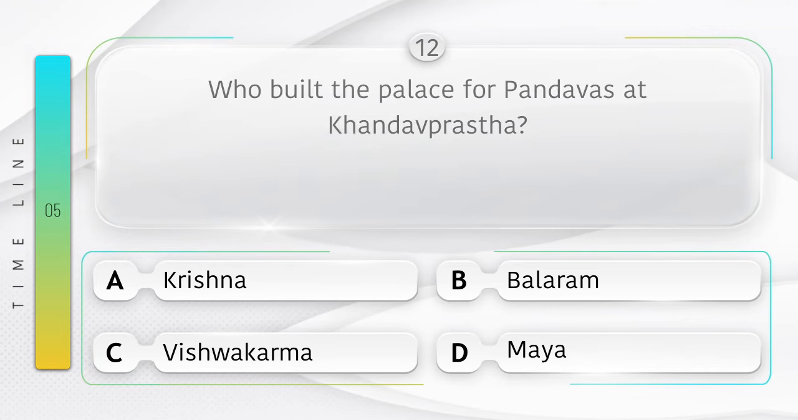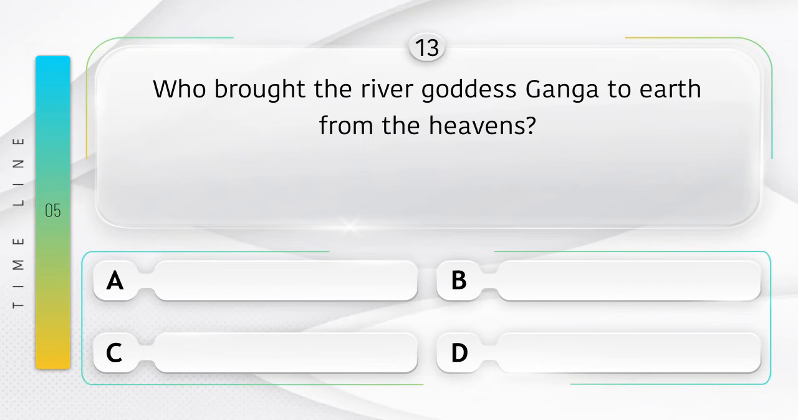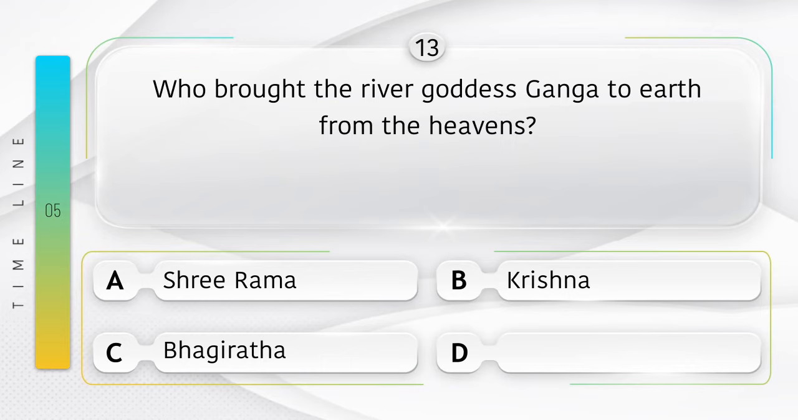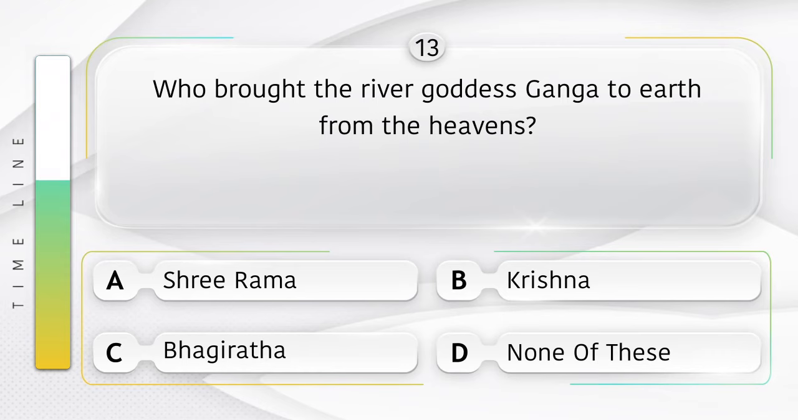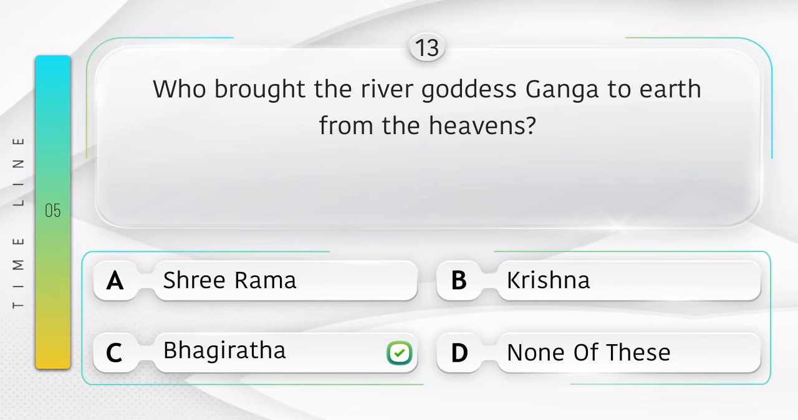Who brought the river goddess Ganga to earth from the heavens? Option A. Sri Ram, B. Krishna, C. Bhagirath, D. None of these. Answer is option C. Bhagirath.